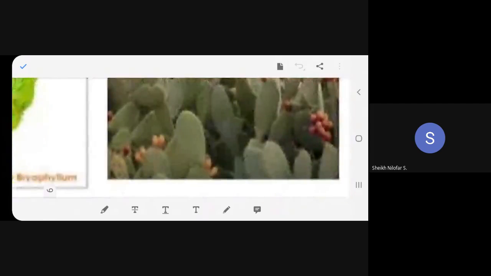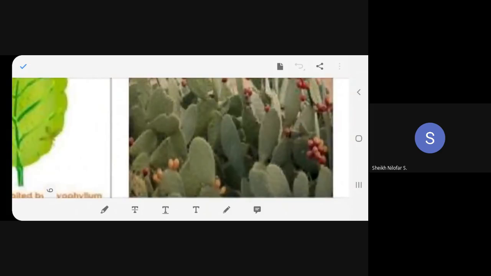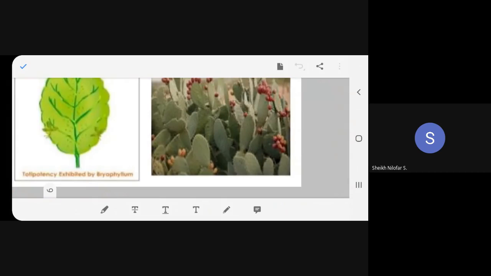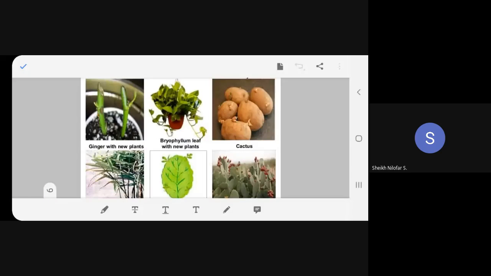If a piece falls down, even this much of a piece, that will develop into a new plant. Okay, any problem so far in this vegetative reproduction? No. All of you understood?